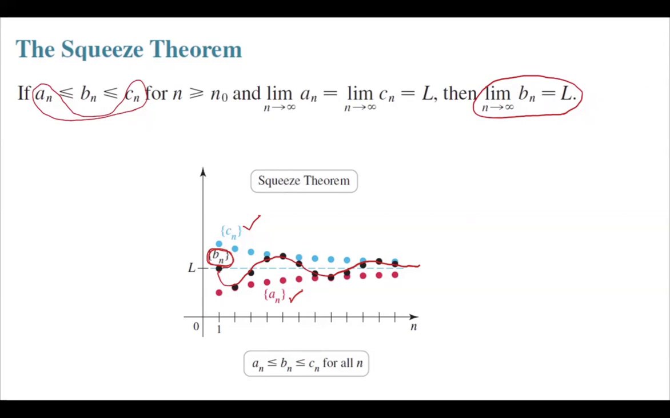We find two functions that we feel comfortable working with, an and cn, and as long as this complicated function bn is bounded between these two, the behavior of the limit of bn is the same as the behavior of the limit of these two functions that we already know how to deal with.